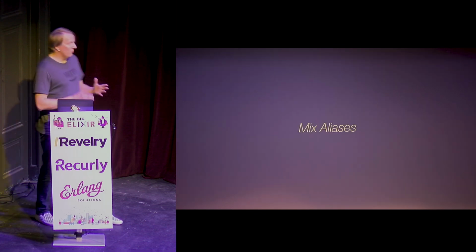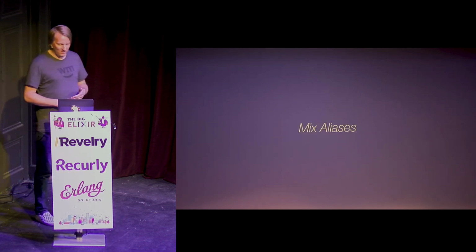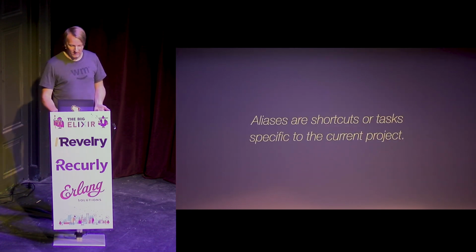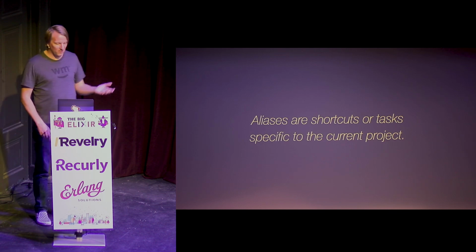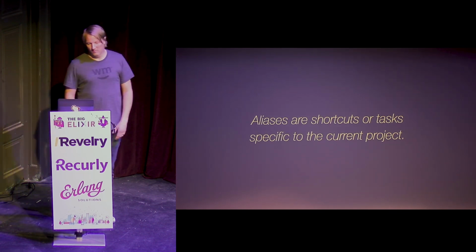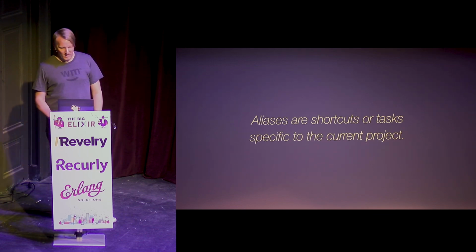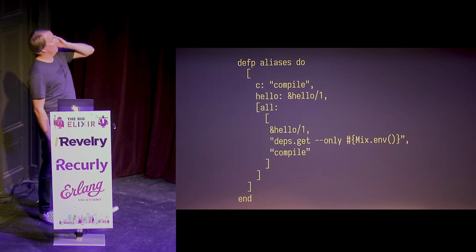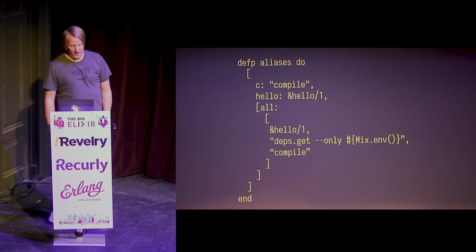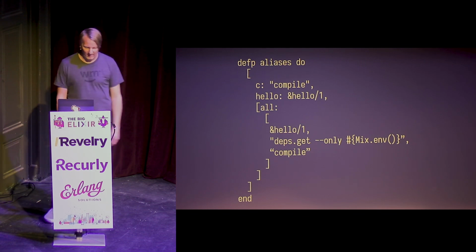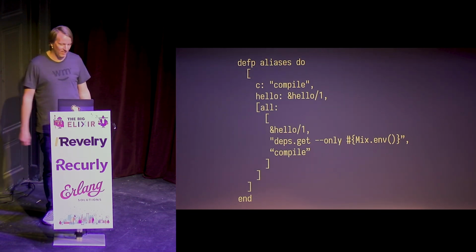All right, so we've talked about mix tasks, but there's also another way to call mix tasks, which is mix aliases. And aliases, if you're not familiar, are just shortcuts or tasks that are specific to the current project. I actually knew about the shortcuts thing before, but this tasks specific to the current project was something that I just learned. So if you look at these aliases, you can see c as compile. There's a shortcut, like since you're typing mix compile a lot, why don't I just make an alias called c, and then I only have to type mix c.